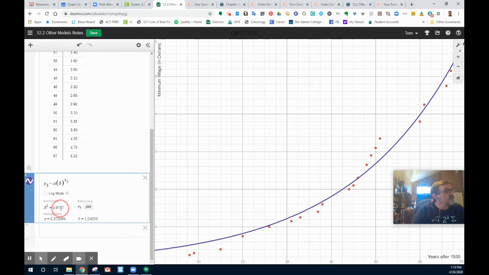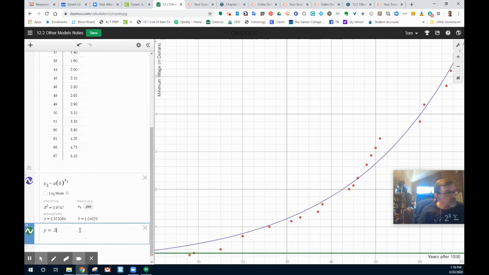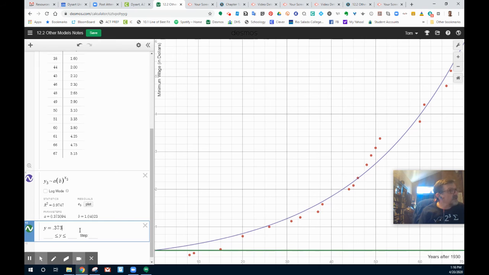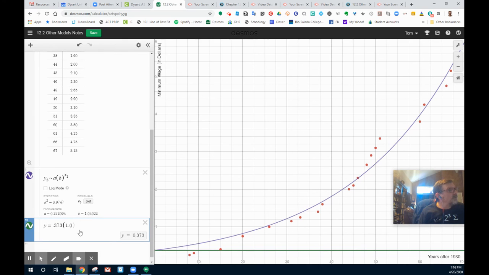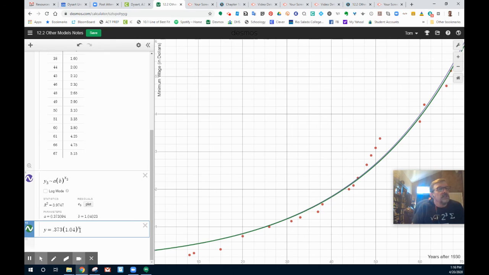You can see our r squared here is 0.9747. So our actual equation would be y equals 0.373. We'll stop there. And then in parentheses, our b value 1.04 should be good enough, raised to the x power. And you can see pretty good fit to the other one.